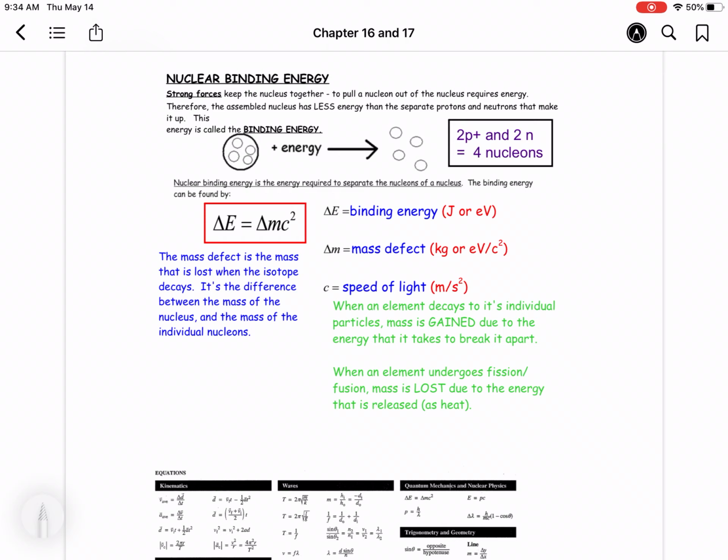Hello there, Physics 30. We are on to Chapter 16, Lesson 4. What we're going to talk about here is basically nuclear reactions. We're talking about fission and fusion, and how they give us energy.